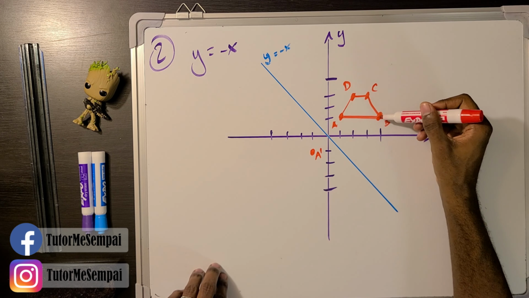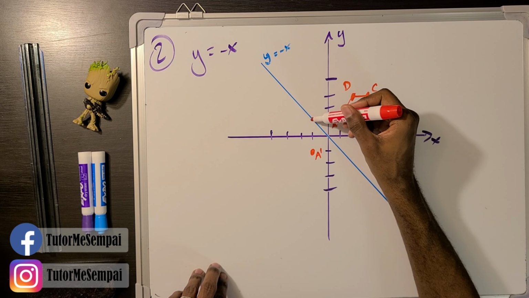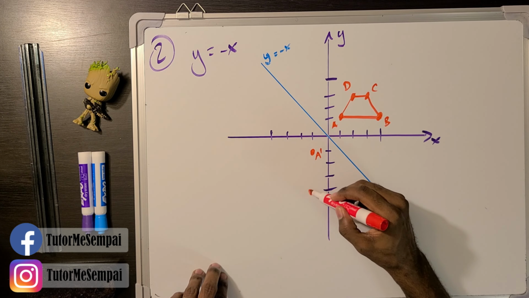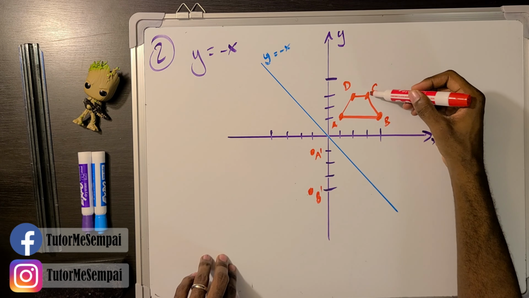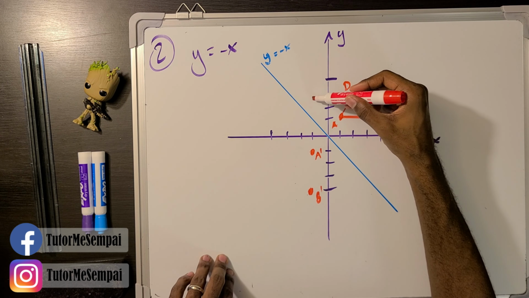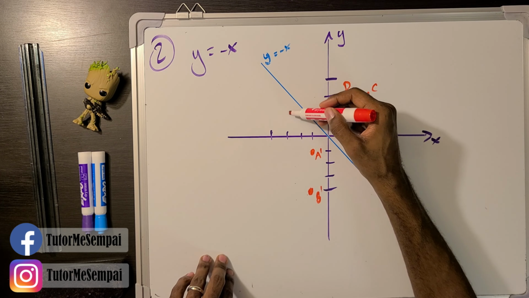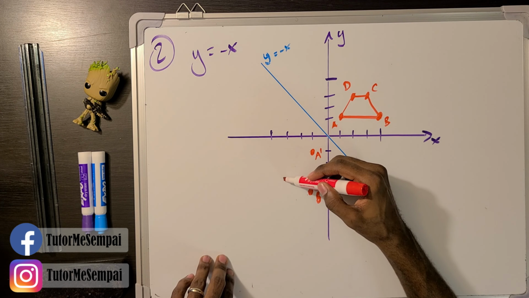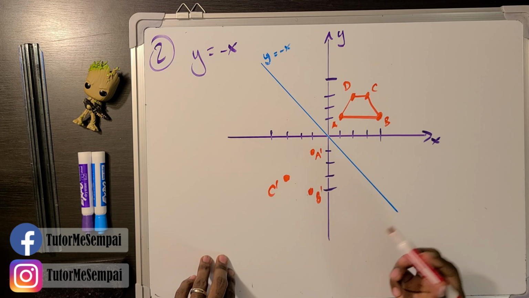How about B? B is 1, 2, 3, 4, 5. So we're going to go 1, 2, 3, 4, 5. This is going to be our B prime. Let's do C now. C is going to be 1, 2, 3, 4, 5, 6. So we have to go down 6 now. 1, 2, 3, 4, 5, 6. So C prime is going to be right over here.